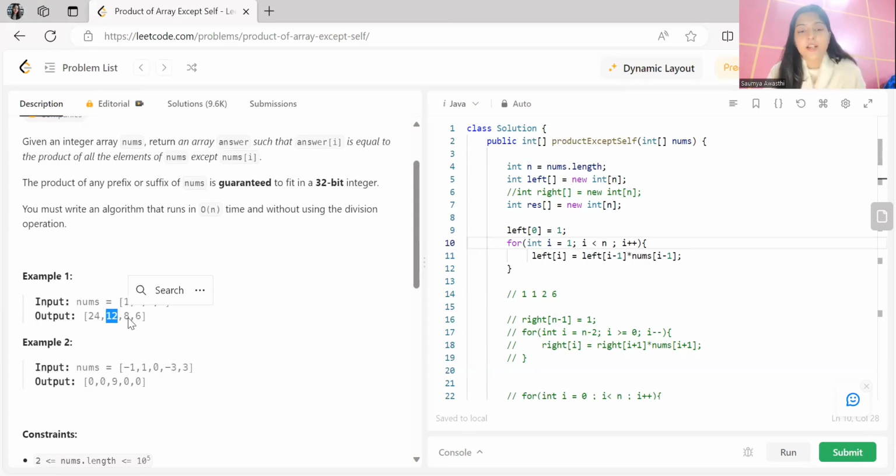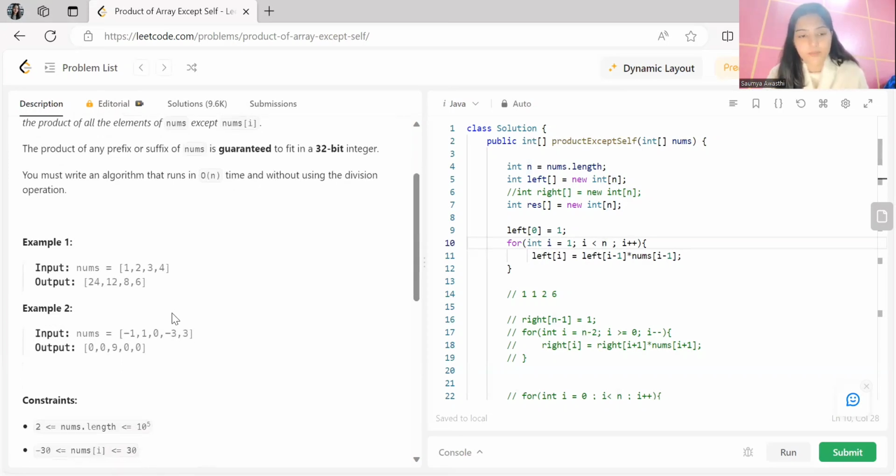Similarly for this index, we have to just leave 2 and take the product of all the remaining elements, right? So 4 times 3 is 12, times 1 is 12, so 12 we got here. Similarly for the second index, we have to leave 3 and take the product of all the other elements, so 4 times 2 is 8, times 1 is 8, so 8 will come here. Likewise, 4 we will leave here, right? So 3 times 2 times 1, that 6 will come here, right? I hope that it does make sense.